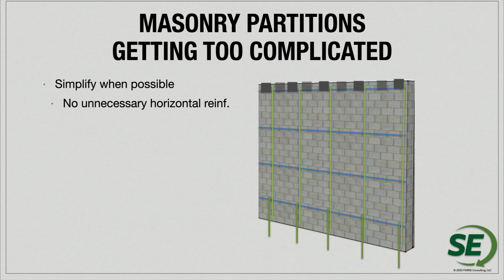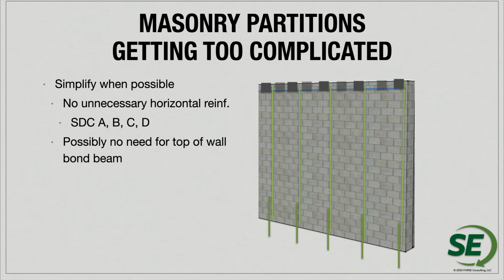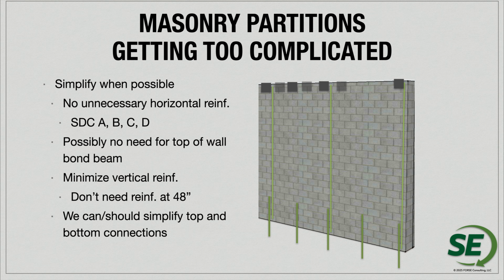We have too much unnecessary horizontal reinforcement that is not needed within the lower seismic design categories. We have the possibility of not needing the top of wall bond beam, so we certainly want to eliminate that if we can. We want to minimize the vertical reinforcement. If we can pull out some of that reinforcement, certainly that will also limit the locations and size of the top of wall connections. That really only needs to happen at those vertical reinforcement locations. So we have a lot of opportunities to have much more economical partition walls.